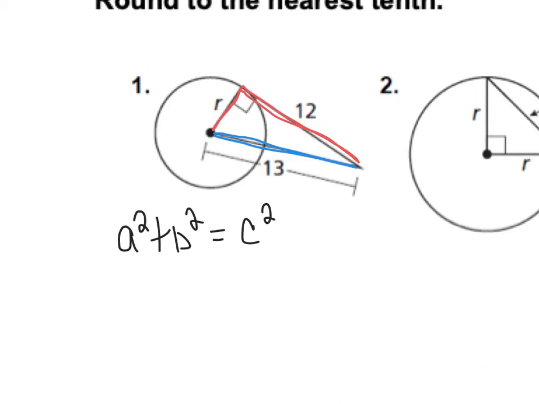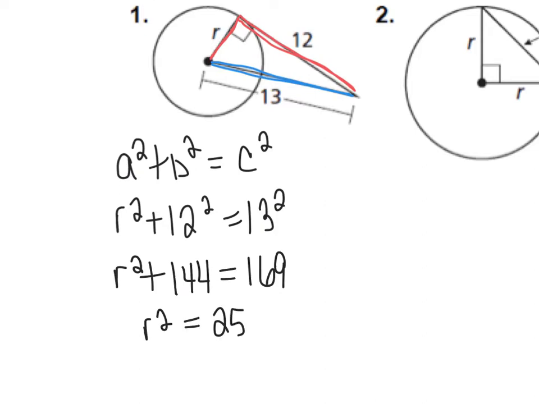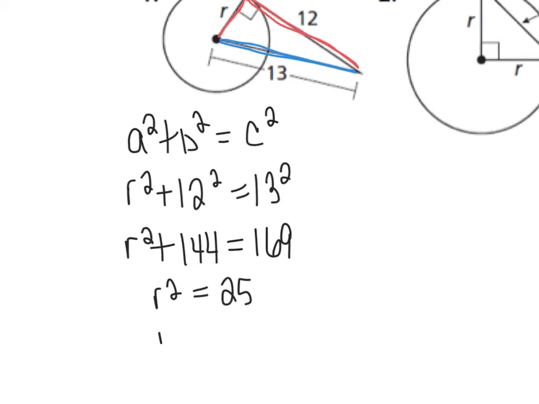Remember, we said the legs are a and b, so that's r and 12. So we would say r squared plus 12 squared equals 13 squared. Then we just need to use our Pythagorean theorem to figure it out. We would get r squared plus 144 equals 169. If we subtract 144 from both sides, we get r squared equals 25, and our radius is 5.